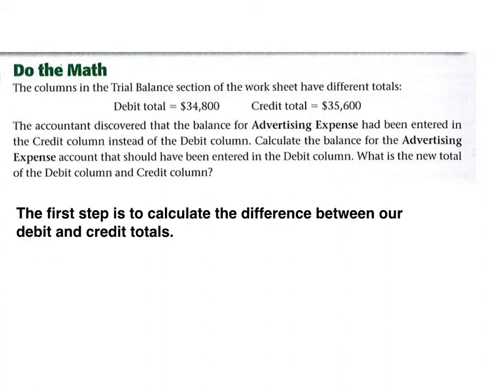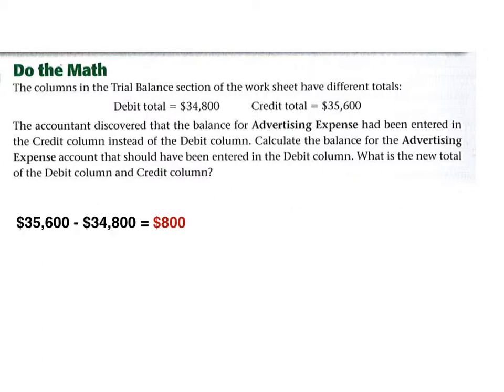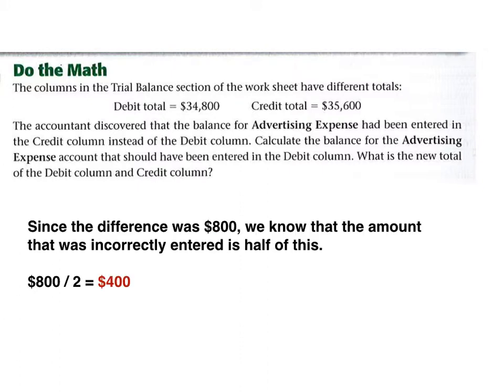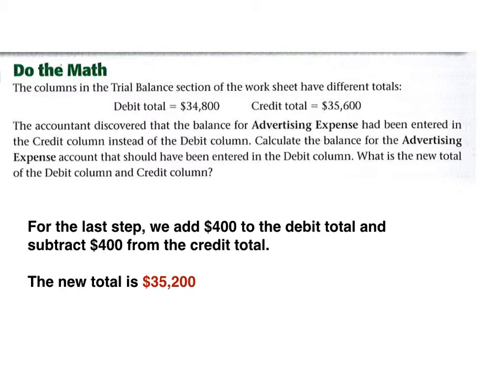The first step is to calculate the difference between our debit and credit totals. We see that the difference between the two totals is $800. Since the difference is 800, we know that the amount that was incorrectly entered is half of this, 800 divided by 2. $400 is the amount of the advertising expense balance. For the last step, we add 400 to the debit total, and we subtract 400 from the credit total. This gives us a new total for both accounts of $35,200, and now our accounts match.